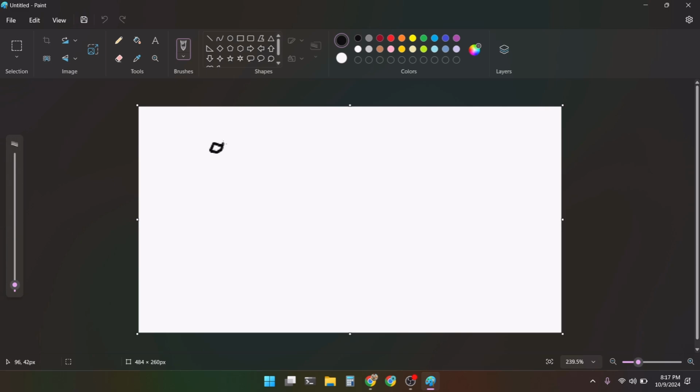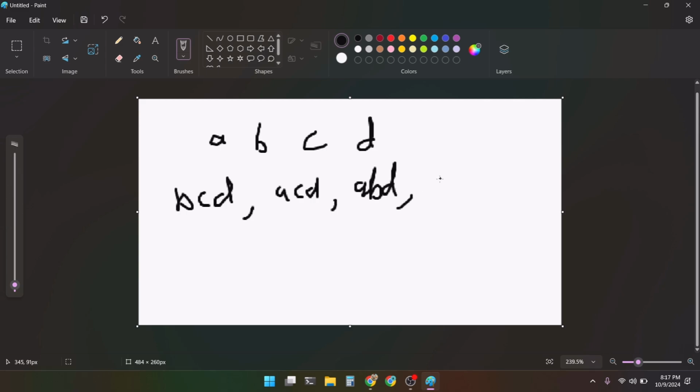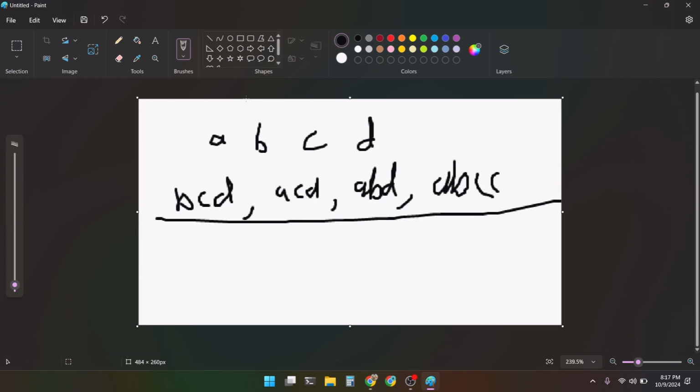I'll tell you why. See, if there are three or four elements, for example a, b, c and d, then the answer will be b c d for the first, a c d for the second, a b d for the third, and a b c for the last. Now this is the answer. How to get this answer?